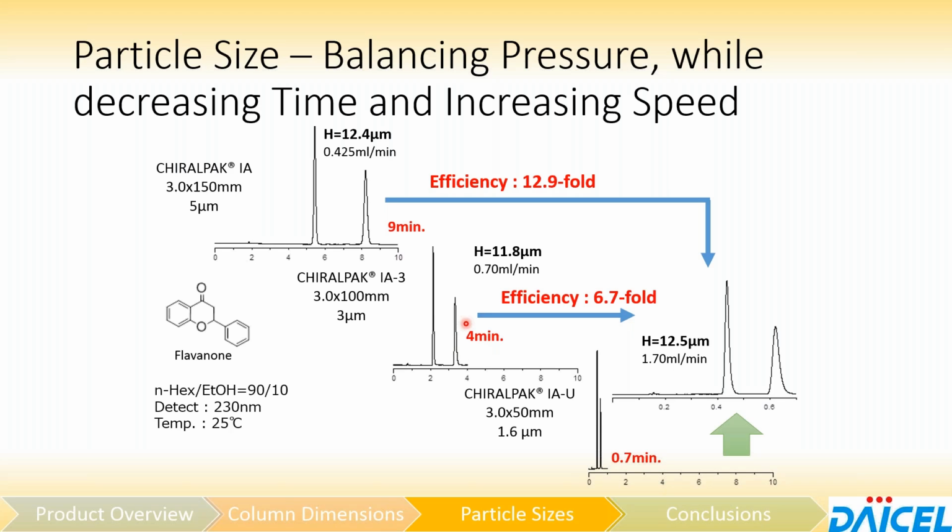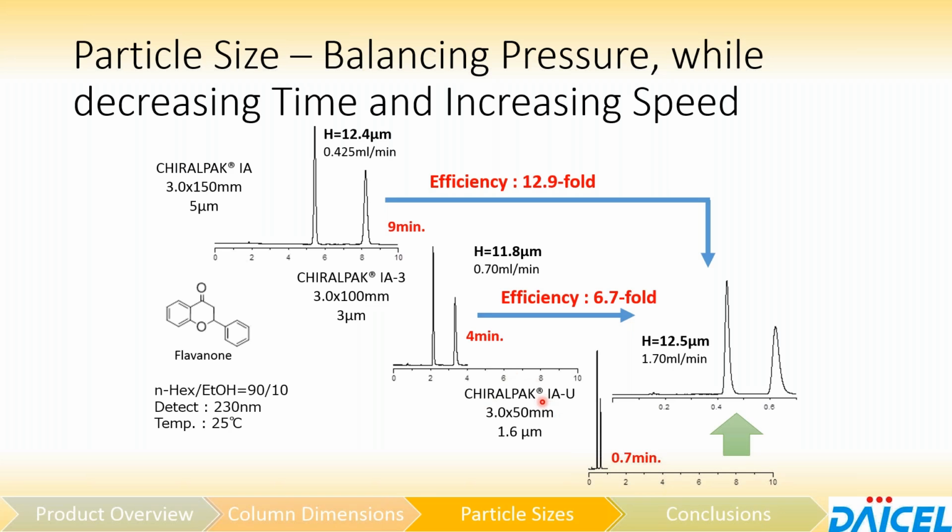And of course, as we decrease the particle size, we're going to see an increase in the pressure. So we can also reduce our overall column length to a 100 millimeter length column, which will have an effect on retention time as well. And then take it a step further and move to our sub 2 micron columns.